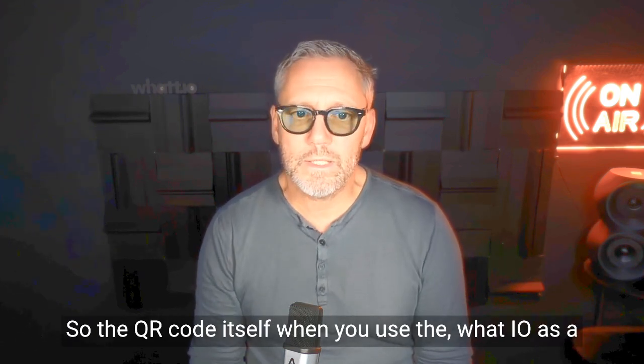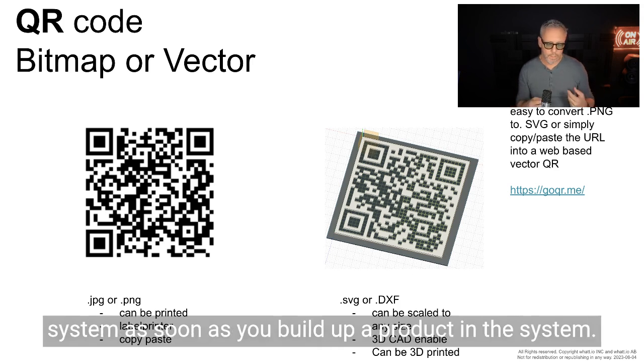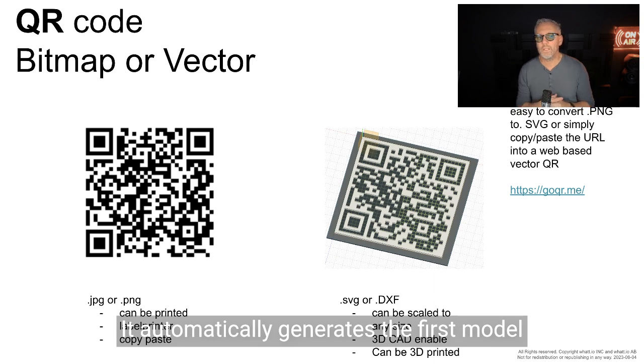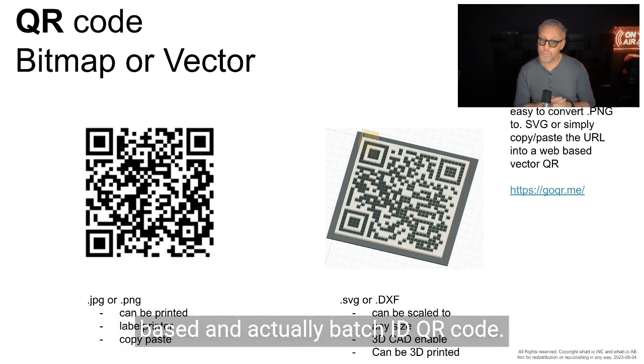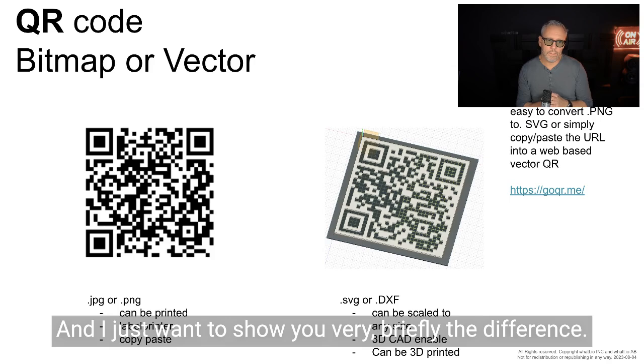So the QR code itself: when you use What.io as a system, as soon as you build up a product in the system, it takes a couple of seconds. It automatically generates the first model-based and batch ID QR code. It's both a PNG and an SVG. And I just want to show you very briefly the difference.